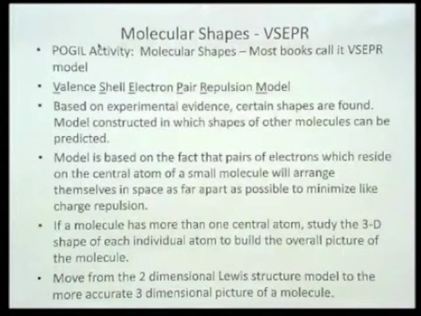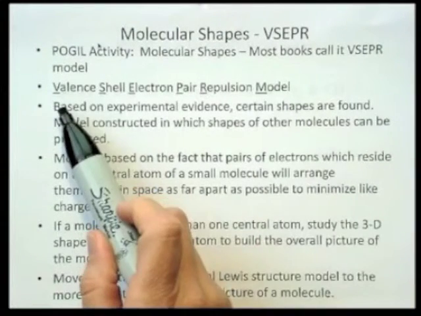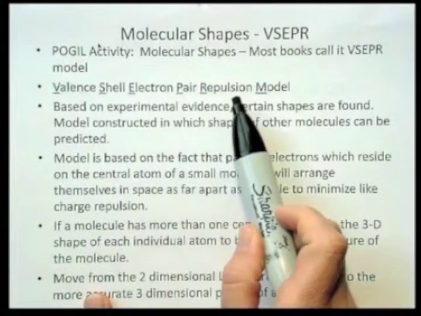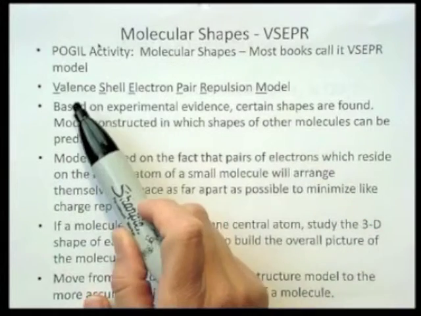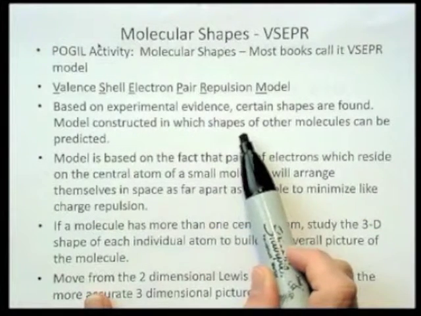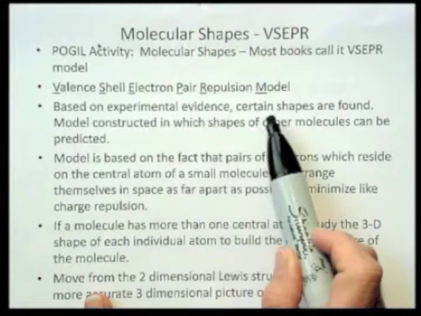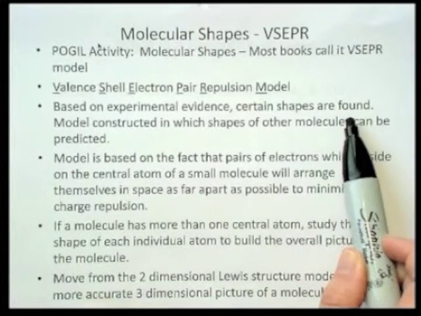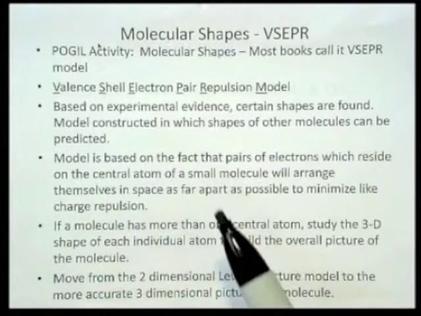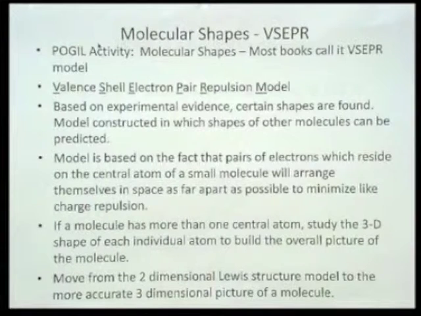but most books call this concept of the shape of a molecule VSEPR, V-S-E-P-R, the VSEPR model. VSEPR stands for valence shell electron pair repulsion model. What does that mean? This model came from experimental evidence that showed that certain shapes of molecules are found. The model is constructed in which the shapes of other molecules can be predicted.